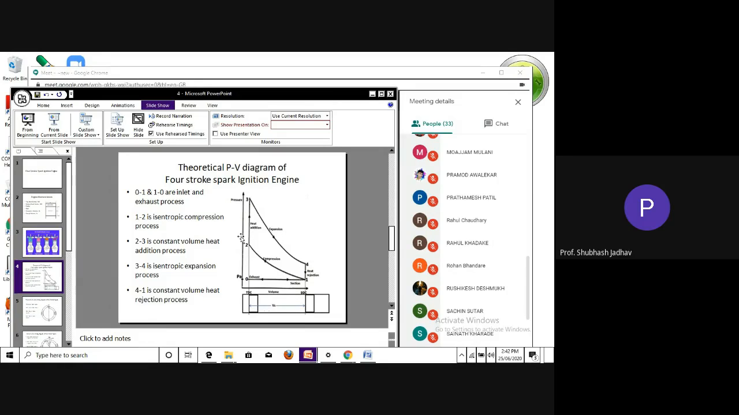So what actually happened during process 2 to 3? Combustion happened. Theoretically the pressure has increased and the line goes like this. Now maximum pressure is reached over here and you are moving down from 3 to 4. What actually happened? The piston is moving from TDC to BDC.